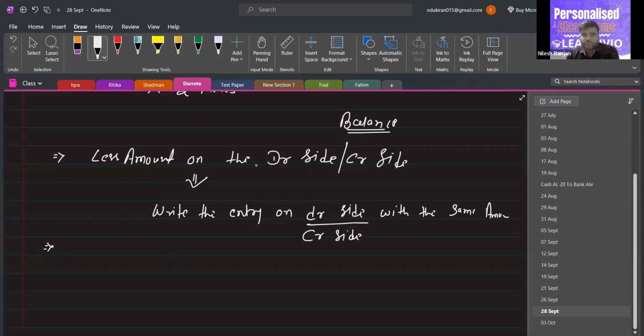Yes. So if there is a less amount on the credit side, then we will write the entry on the credit side with the same amount. Okay.